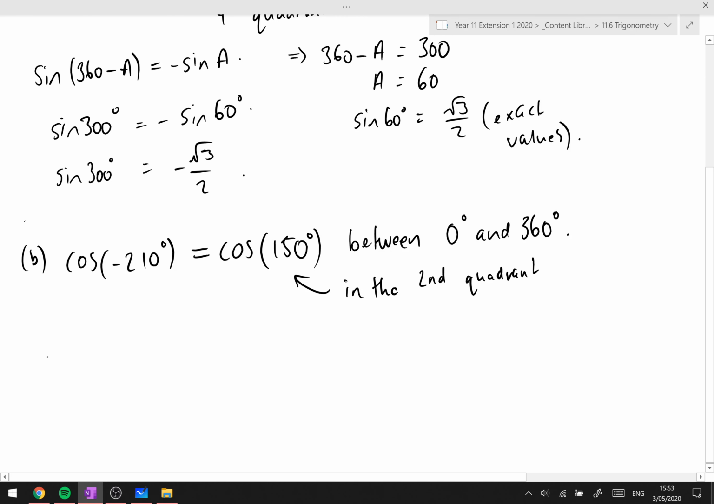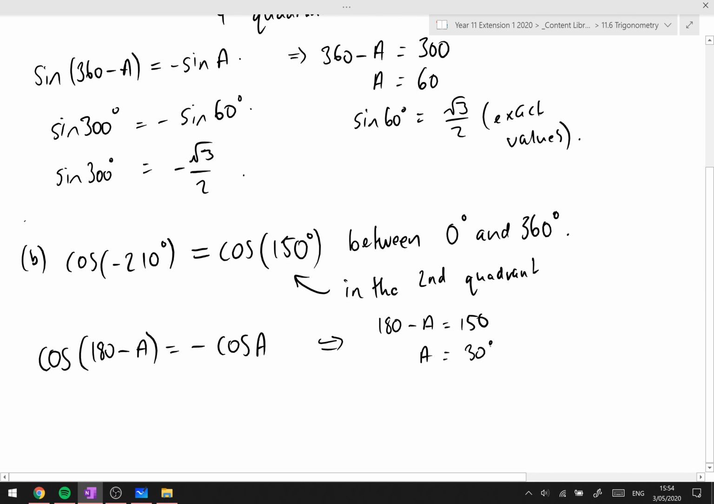So in the second quadrant, my cos rule is cos of 180 minus A is equal to negative cos of A, because cos in the second quadrant is negative. In other words, I'm asking you, 180 minus what is equal to 150, and we should get that A is equal to 30 degrees. So cos of 150 degrees is equal to negative cos of 30 degrees.